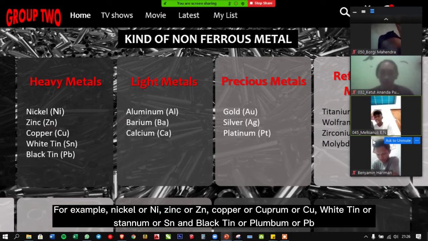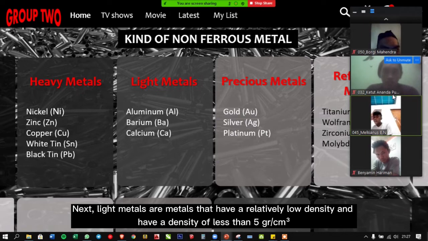For example, nickel or lead, or zinc, copper or cuprum, or Sn, white tin or stannum, or Sn, and black tin or plumbum or Pb.